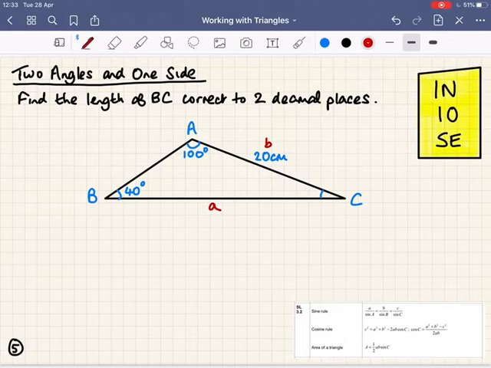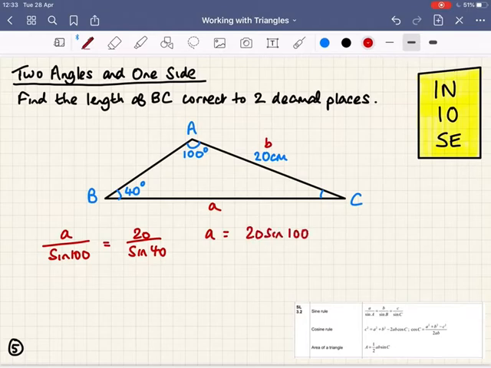So I've got a pair there. I've got A over sine 100 is equal to B, which is 20 over sine 40. So rearranging, A equals 20 sine 100 over sine 40. Work that out in your calculator, and we get a result there of 30.64.